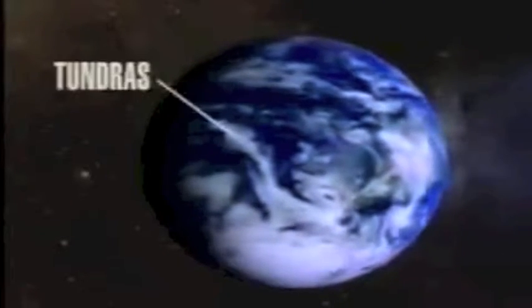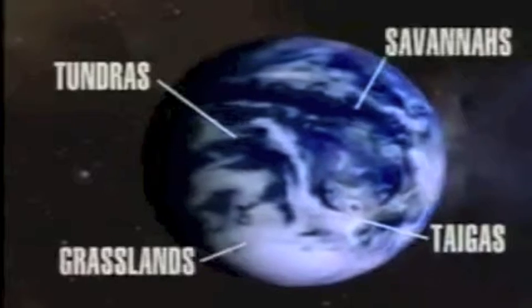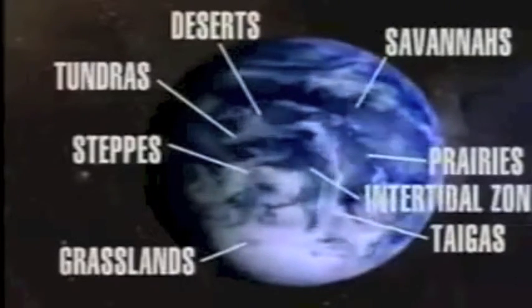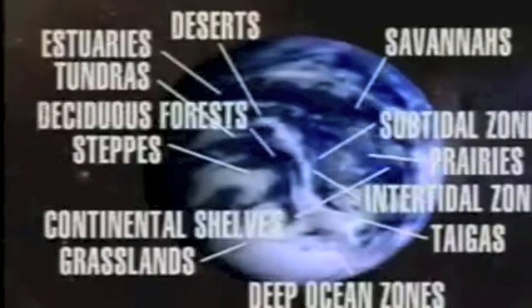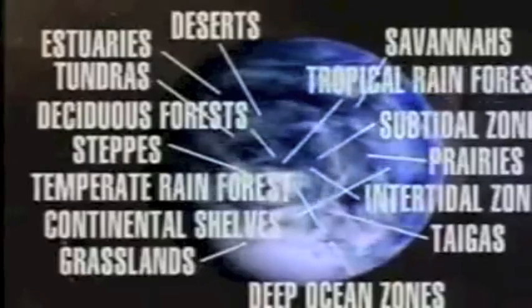This is the Earth, our world. All the living things that we know of live here, and they live in ecosystems. Places like tundras, taigas, savannas, grasslands, prairies, deserts, steppes, intertidal zones, subtidal zones, continental shelves, deep ocean zones, estuaries, deciduous forests, temperate rainforests, tropical rainforests, Arctic ice packs, wetlands, marine mudflats, and cities. That's a lot of environments, but there are a lot of living things to fill them up. The Earth's environments are just crowded with life. Living things take hold everywhere they can.